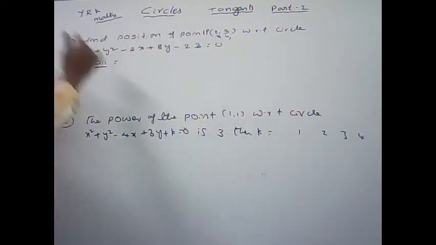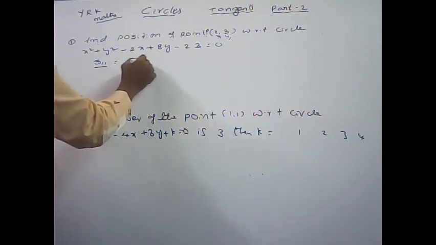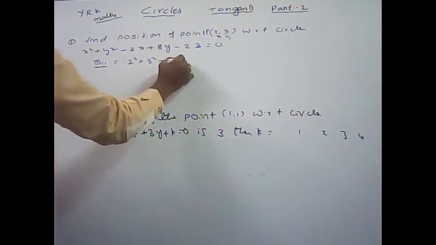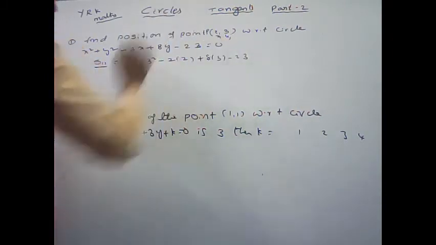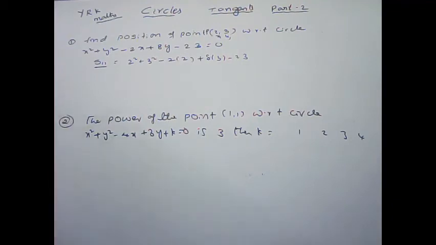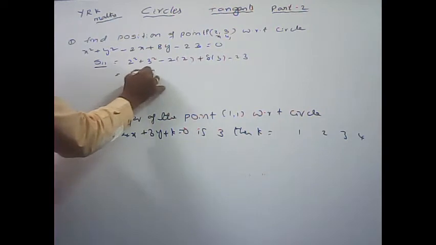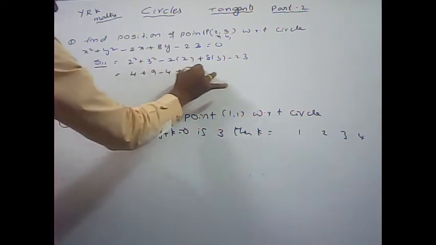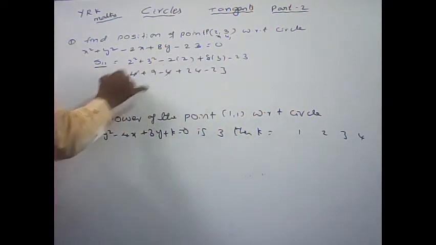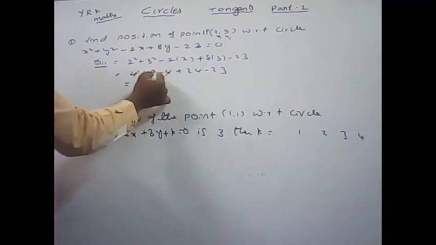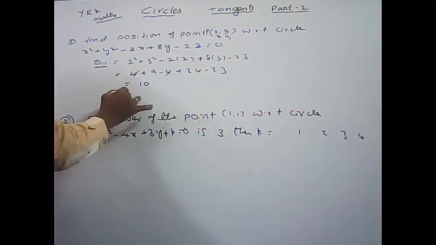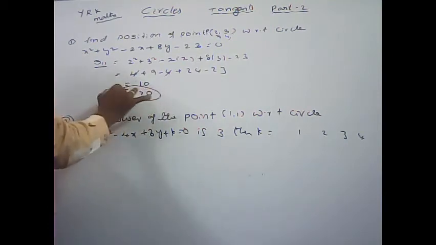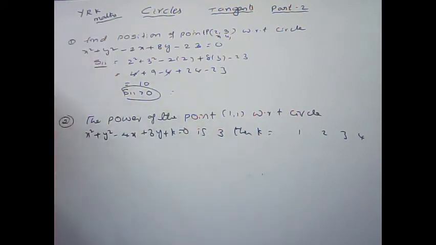Here the x coordinate is 2. So 2 square plus 3 square minus 2 into 2 plus 8 into 3 minus 23. Directly we can substitute in the place of x comma y the coordinates of that point. 4 plus 9 minus 4 plus 24 minus 23. These two get cancelled. Here we are getting 24 plus 1 minus, that is 10 only. Here S11 is greater than 0. S11 greater than 0, therefore that point lies outside the circle.